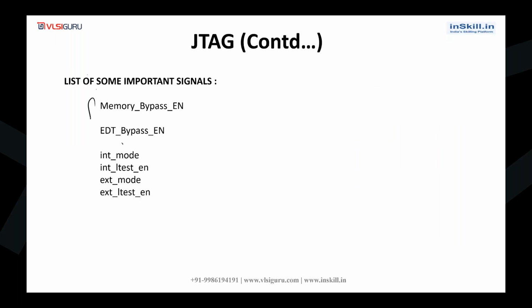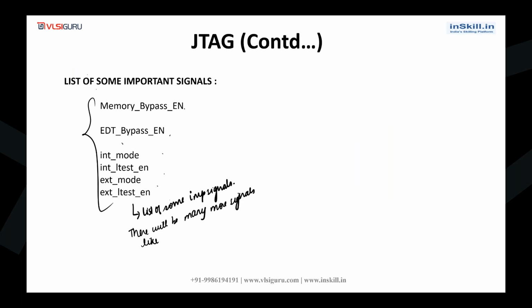Here, if you see, I've kept a list of some signals like memory bypass enable, EDT bypass enable, int mode, X mode, int testable, X testable. These are just a list of some important signals. There will be many more signals like these.